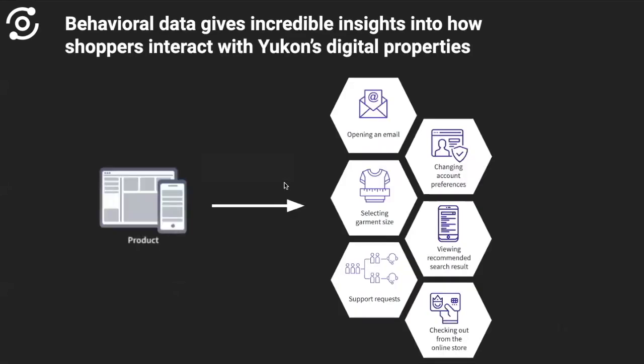So if we think specifically about the behavioral data that's going to be generated from Yukon's digital properties, it's going to be really, really rich. And I've got some examples here. So examples like opening an email, changing your account preferences, selecting garment sizes, viewing recommended search results, filing support requests when you're having a problem with the Yukon site, and of course, checking out from the online store. So if we think about across website, across mobile, across email, there's going to be a really, really rich, broad and deep granular stream of behavioral data coming out of Yukon's digital properties.